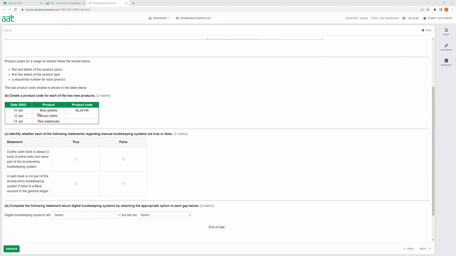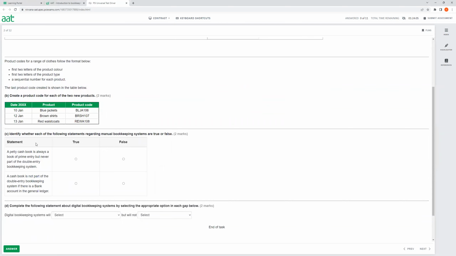So you can see the first one, they already give it to us, blue jacket. So from the color, I take BL, and from the product jacket, I took JA, so BLJA. And they said after that, follow the number. So we have 106, the next one will be 107, then 108. So let's try this one, brown shirt. So I'll take BR and SH, 107. And the next one will be the next product, then 108. I think that's it.